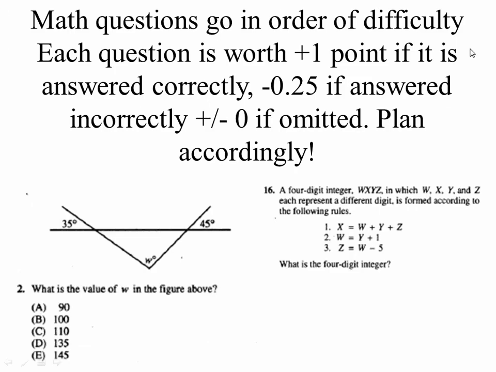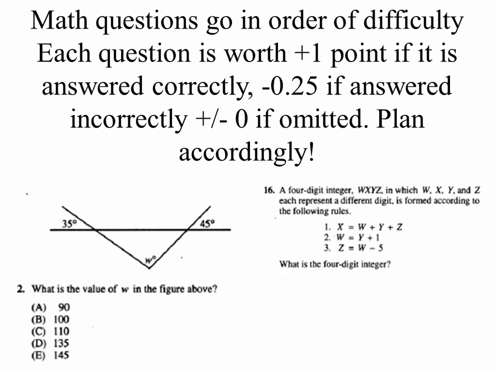So this is just reiterating that point that the questions go in order of difficulty. Every question has the same value of just +1 point if it's answered correctly, and every question loses 0.25 points if you answer it incorrectly, and there's no addition or subtraction if you omit the question.